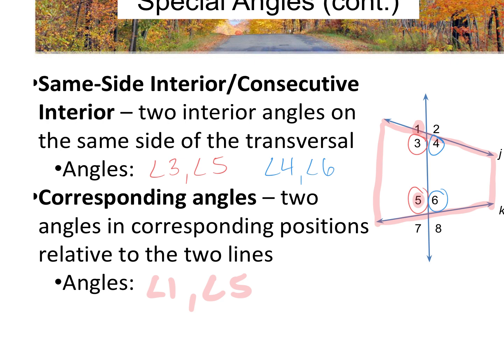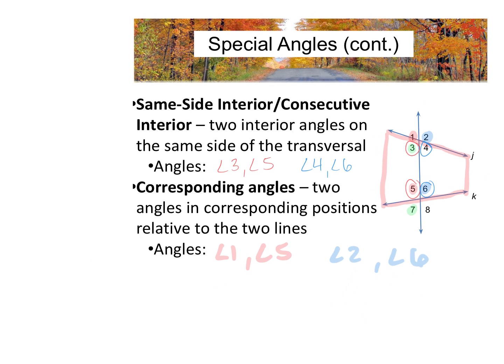What would be the corresponding angle to angle 2? 6. So angle 2 and angle 6 are corresponding. Hayden? The corresponding angle to 7 would be 3. Very good. So 3 and 7 are corresponding. And the last one. 4 and 8. Bottom right, bottom right.